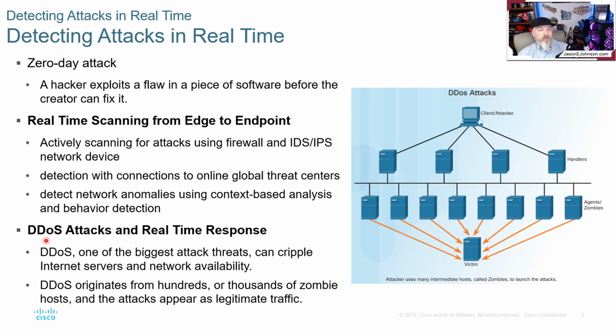Denial of service or distributed denial of service attacks and real-time responses. One of the biggest threat attacks, it can cripple internet servers and network availability. Distributed denial of service originates from hundreds or thousands of zombies or botnets, and the attacks appear as legitimate traffic. It looks like legitimate traffic coming from these botnets, but what it's designed to do is put so much traffic toward that point that nothing else can get in.